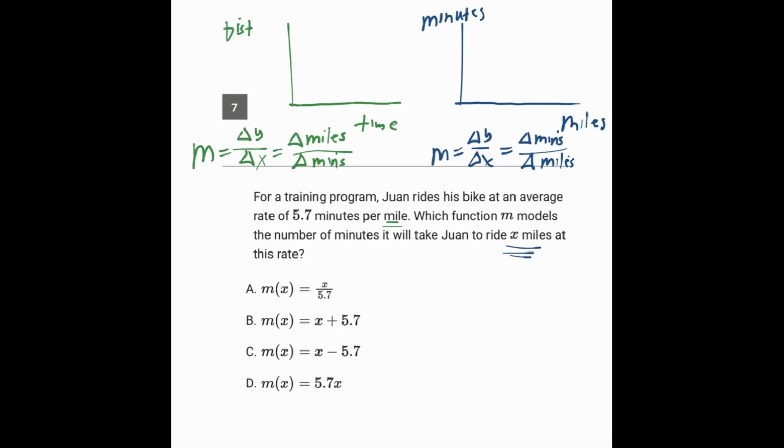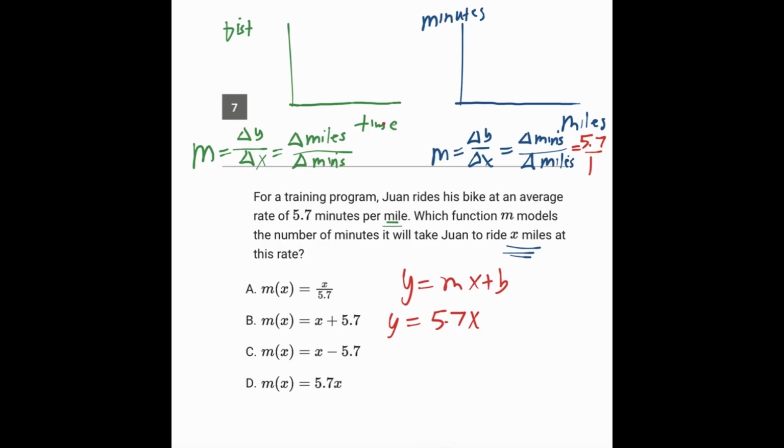And so you want to be paying attention to that distinction here. But Juan is riding 5.7 minutes for every 1 mile. So 5.7 minutes for every 1 mile, and so that's the slope in this sense. So if we're doing y equals mx plus b, we know that the m is now 5.7. So we have y equals 5.7x.